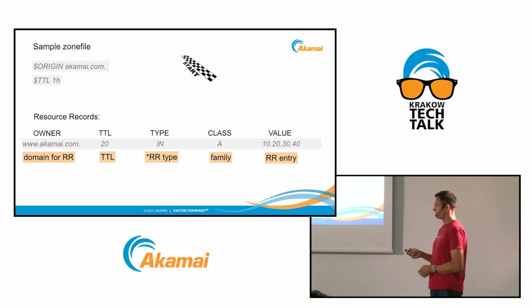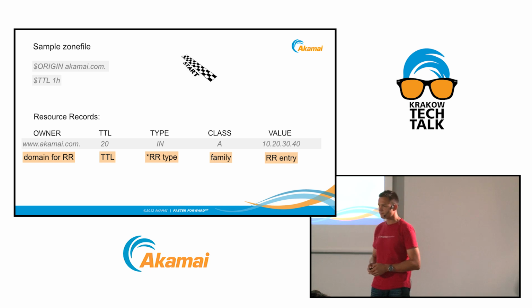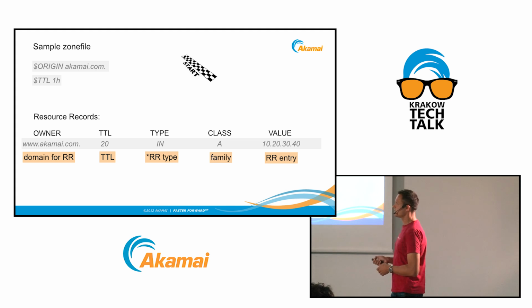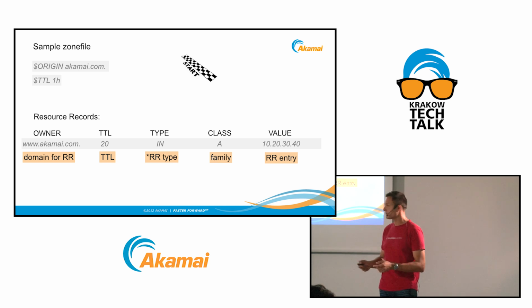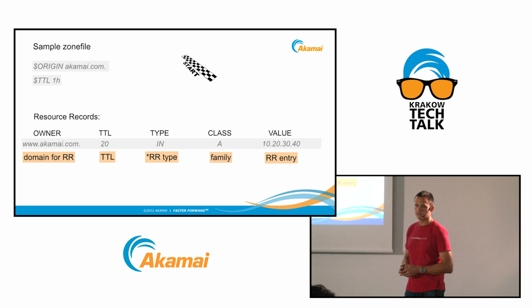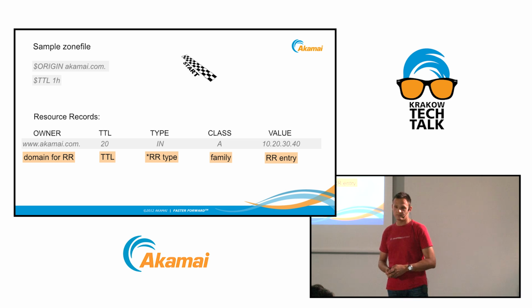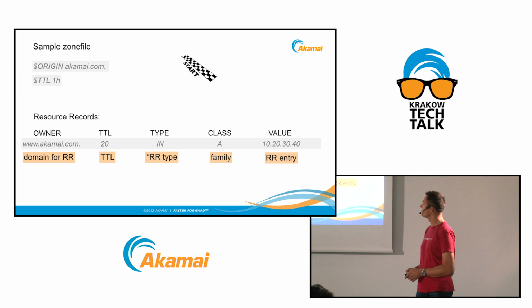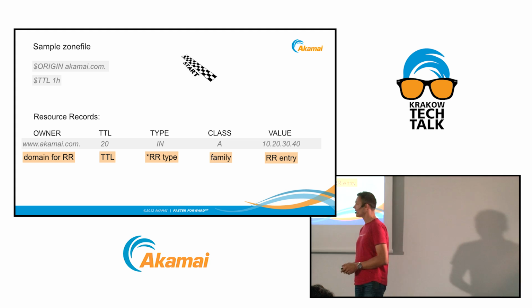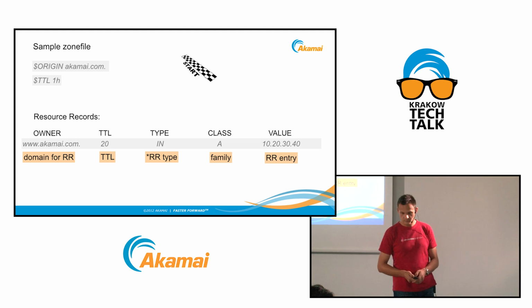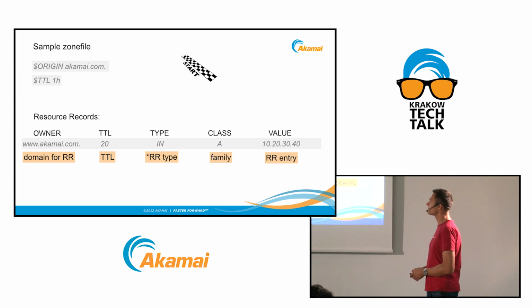Below that section, we have different resource records. They are generally following that syntax. You have an owner, so the domain for the resource record, then you have time to live, which can override the default one specified above. Then you have class, so the family for the record, which is always IN right now. Then you have the resource record type. And finally, the value, which is the entry we are looking for.